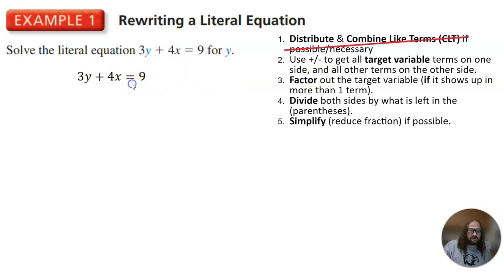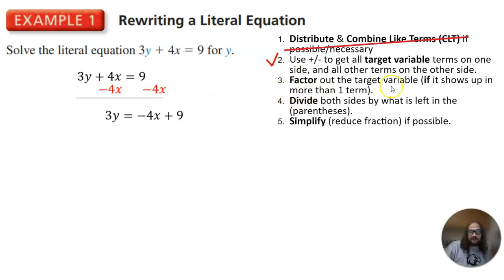Okay, so we didn't have any step 1 to do, and in order to accomplish step 2, we need to subtract 4x from both sides, because subtracting 4x is going to cancel the 4x off of the left side. Now we'll have -4x + 9 on the right and 3y on the left. And that takes care of step 2, because now we have everything with our target variable y on the left and everything without it over on the right.